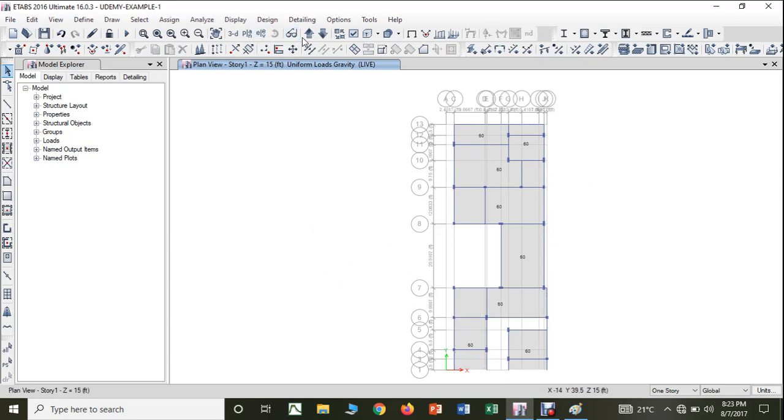Now I'll go to the top floor. At the top, as I already told, only 1.5 kilonewton per meter square of live load is enough. So I will choose the slabs.